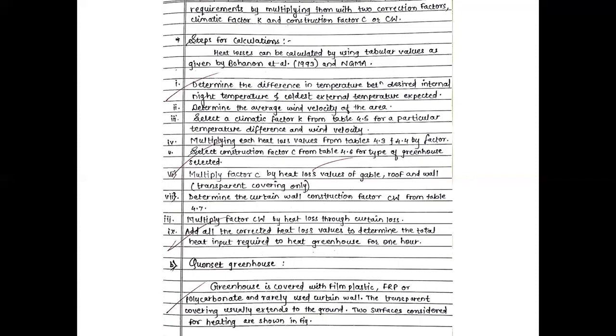Okay. So next is B, Quonset greenhouse. Greenhouse is covered with film plastic, FRP or polycarbonate, and rarely used curtain wall. The transparent covering usually extends to the ground. Two surfaces considered for heating are shown in figure.